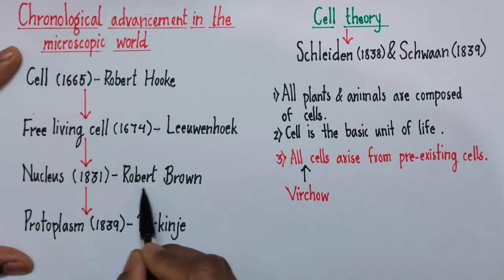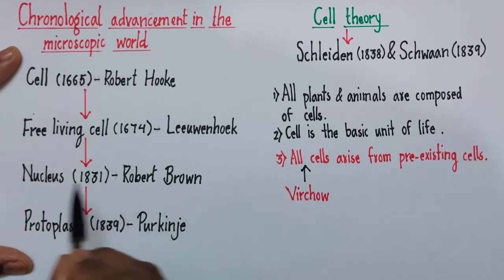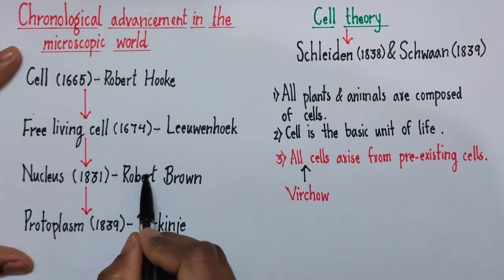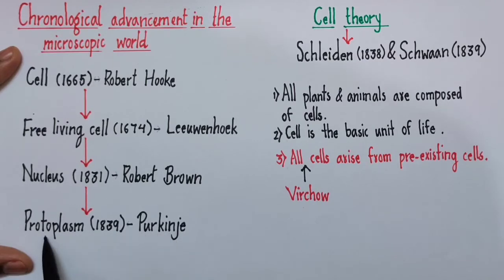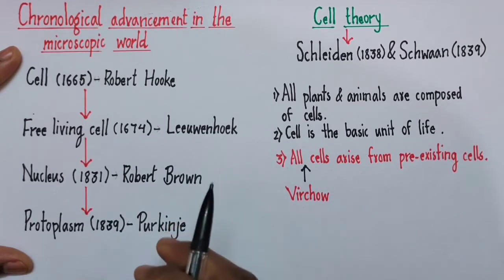Okay, then in the year 1831 Robert Brown discovered the nucleus. He didn't coin the term nucleus, but he discovered the nucleus. That is, he saw it for the first time. Then in the year 1839, Purkinje coined the term protoplasm. So when we say that a person coined the term, we mean that this person has given this term for the first time. And he gave this term protoplasm for the entire fluid portion of the cell.